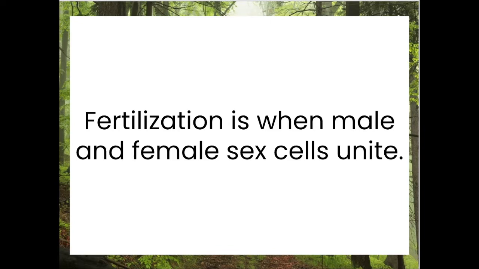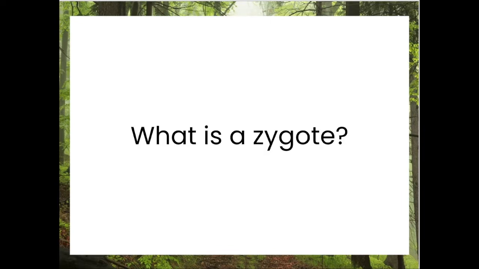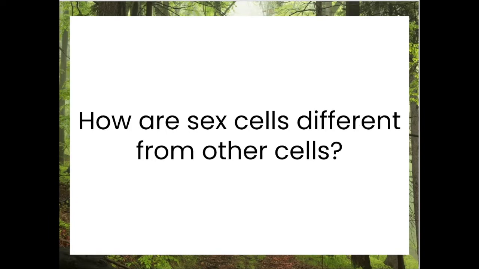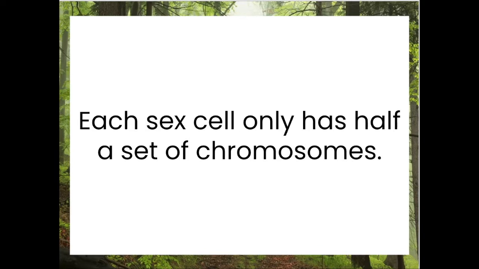Fertilization is when male and female sex cells unite. What is a zygote? A zygote is the cell that is created when a male sex cell and a female sex cell unite. It has a complete set of chromosomes. How are sex cells different from other cells? Each sex cell only has half a set of chromosomes.